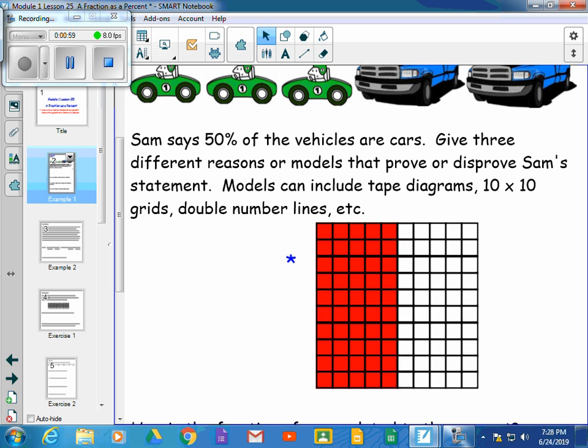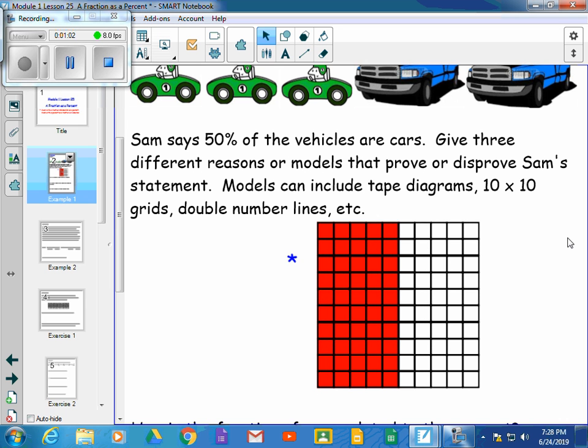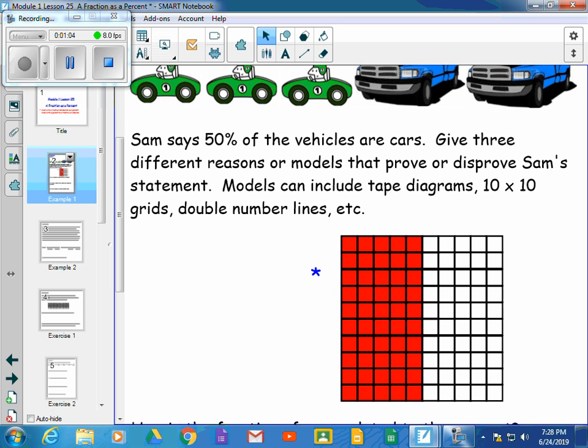If I looked at a 10 by 10 grid, this would be 50%. Half of the whole thing is colored in. Are half of those vehicles cars? To use the 10 by 10 grid to disprove it, we could say that we have 1, 2, 3, 4, 5 parts that are vehicles. So what if we split this 10 by 10 grid into 5 equal parts?